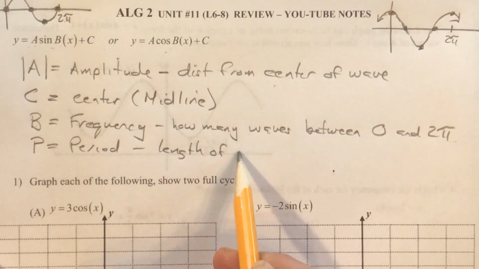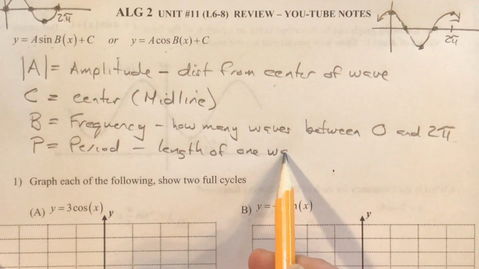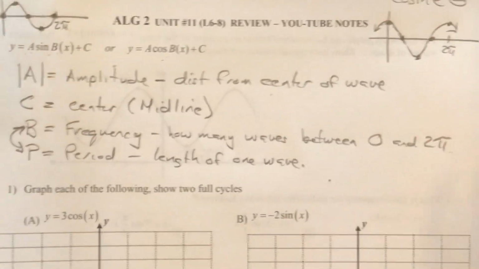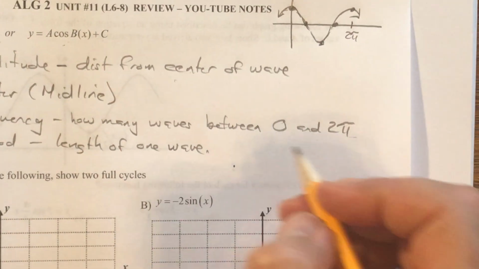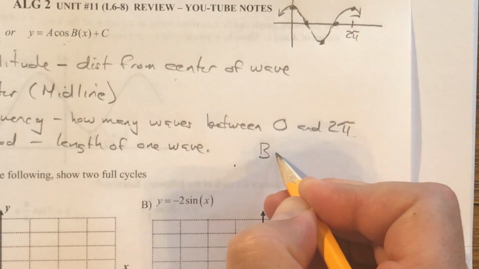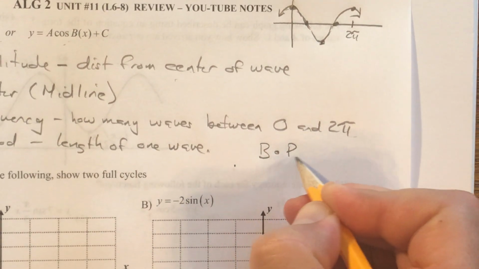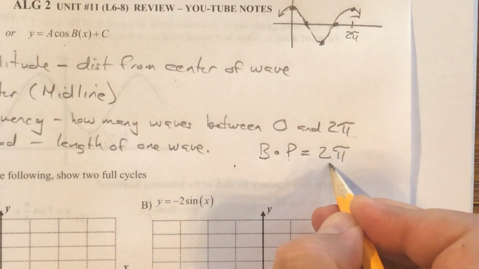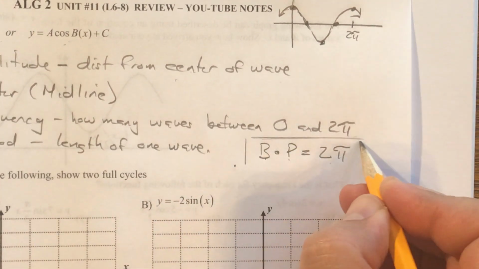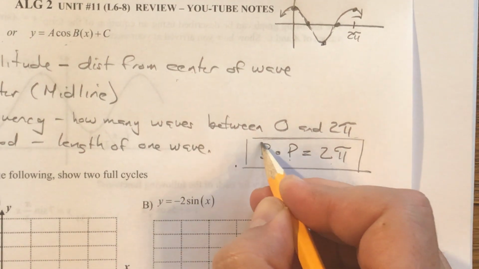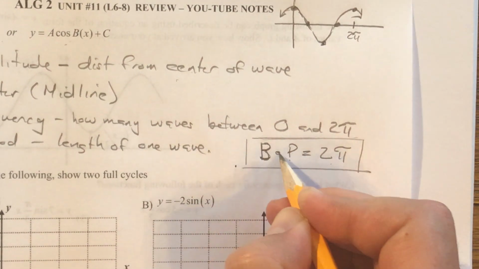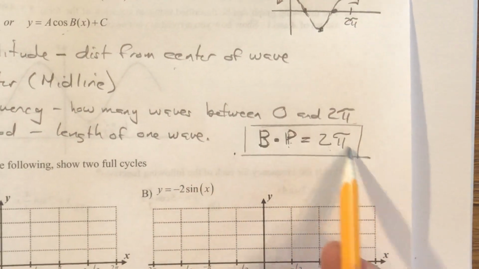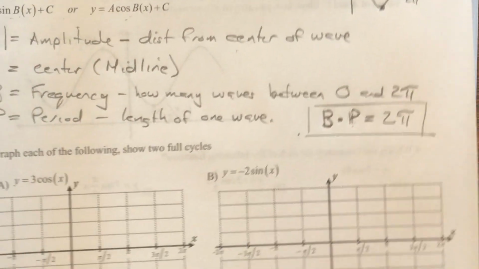Length of one wave. Now, there's a big connection between these two. And this is what you really got to know about these two things, that the frequency, B, times the period, P, always equals 2 pi. The frequency times the period equals 2 pi. I'm not quite sure, I think he says it a little differently in his book. This is the simple way to memorize it. B times P equals 2 pi. Frequency times period equals 2 pi. All right, we'll come back to that, like I said.